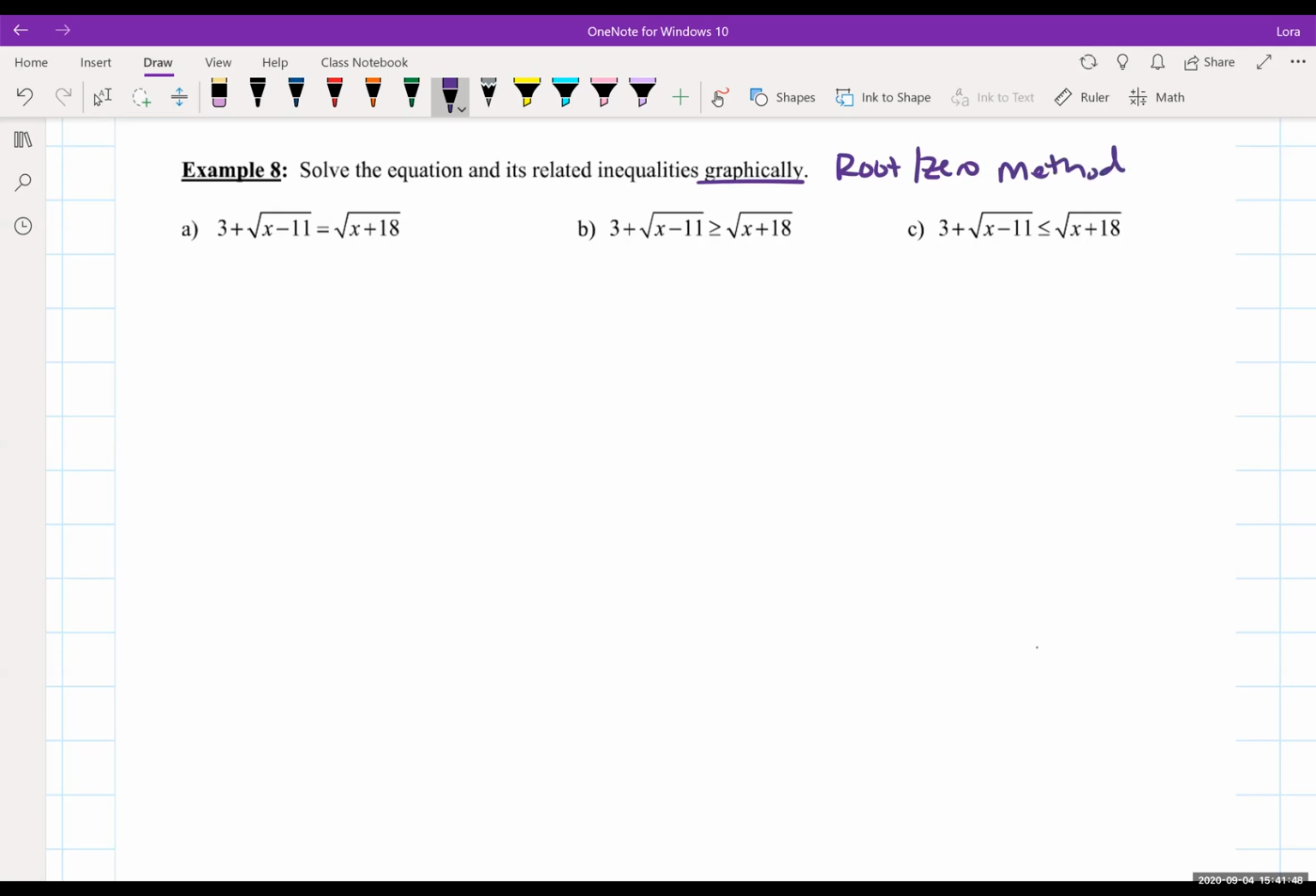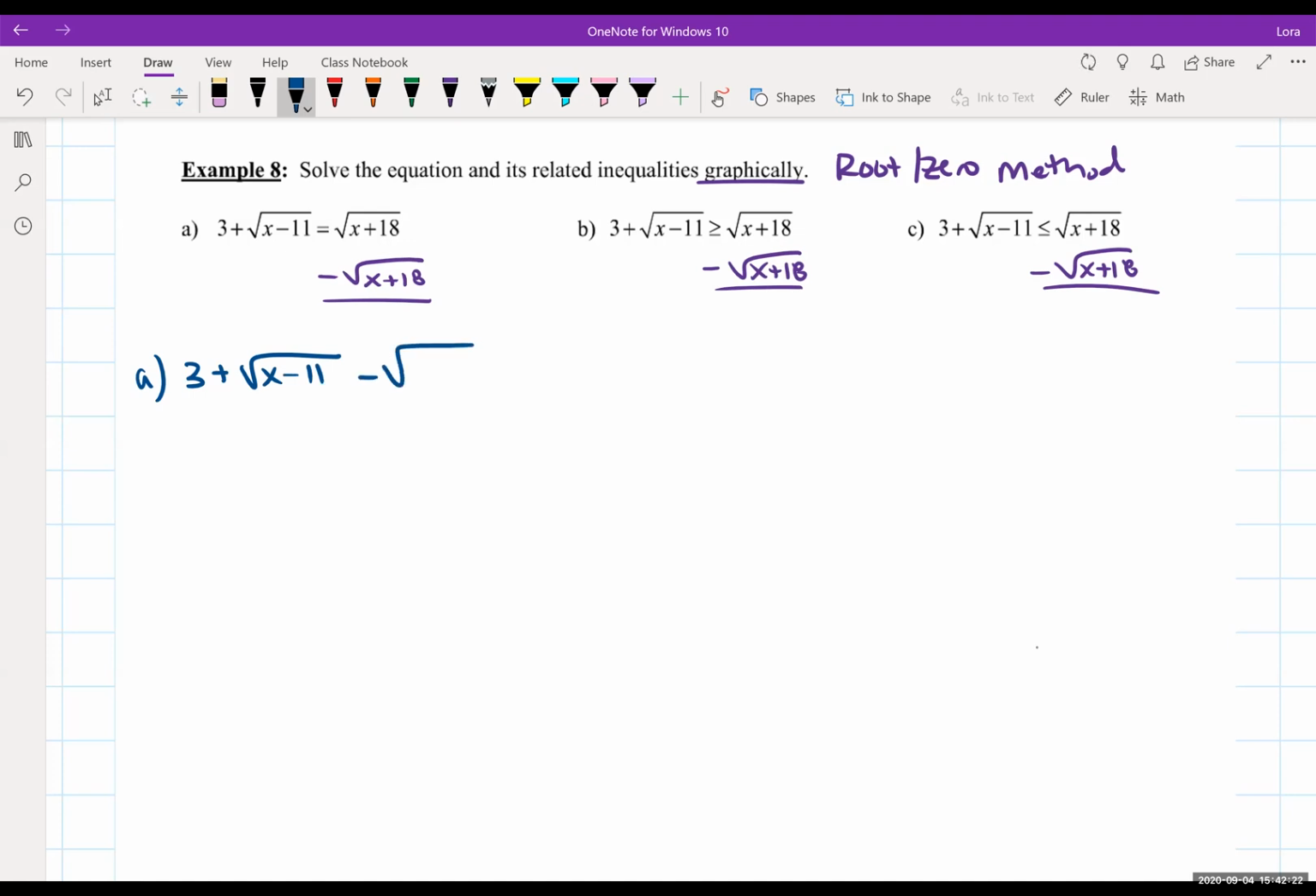And when this happens, I prefer when I start off, so I can get an overall sense of what I'm looking for, to make sure that this equation and both of these inequalities are rewritten so that 0 is on one side and the rest of the terms are on the other side. I can do this nicely by subtracting the square root of x plus 18 from each side. So for part A, I see 3 plus the square root of x minus 11 minus the square root of x plus 18 equals 0.